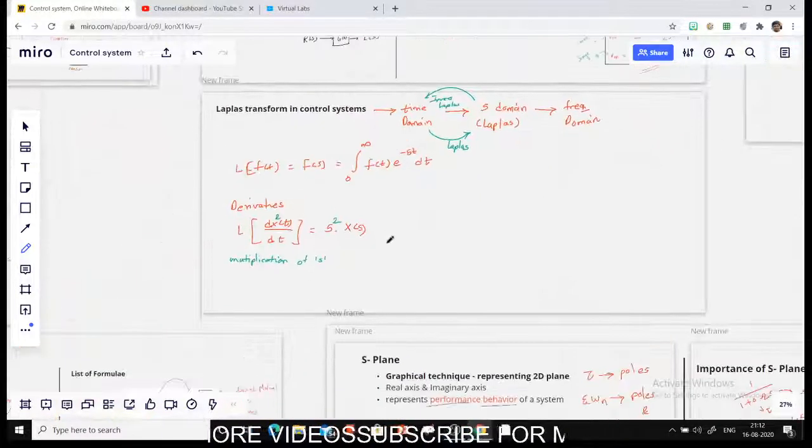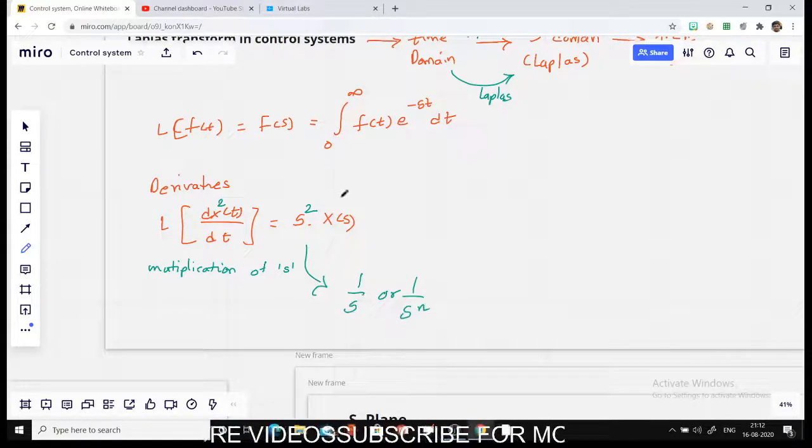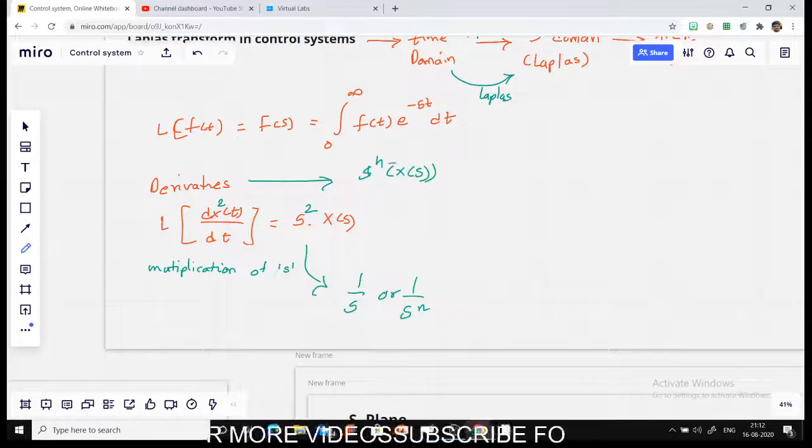What happens to the integral? The same thing will change to 1 upon s, or 1 upon s raised to n in terms of integral. For derivatives, it turns to s raised to n into X of s. That is how the Laplace transform simplifies your problem.